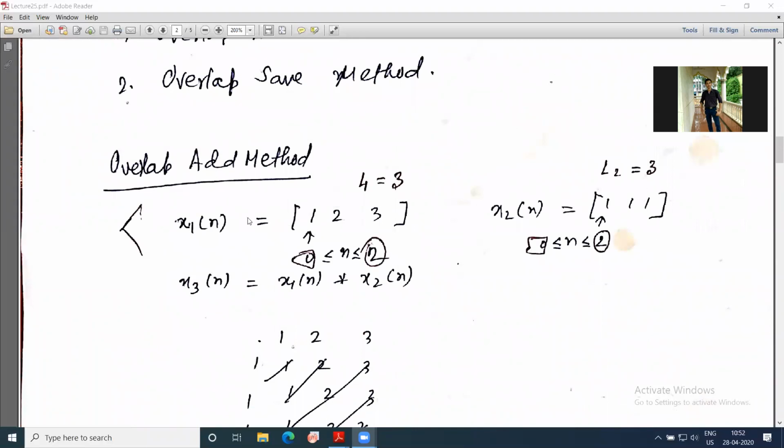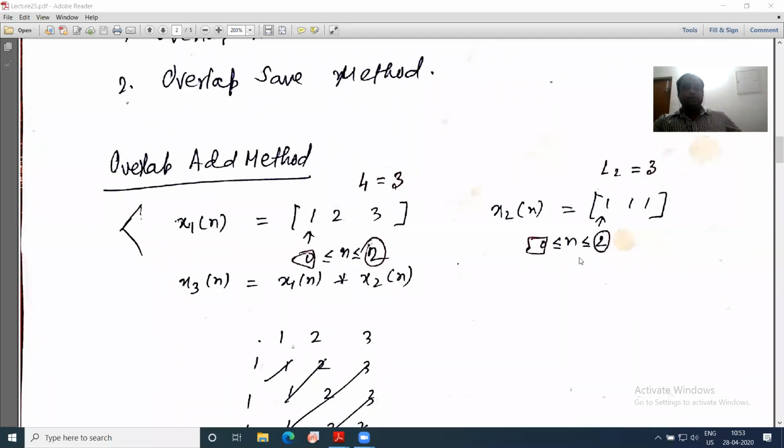Suppose x1 of n is 1, 2, 3, with n equal to 0, 1, 2. And x2 of n is 1, 1, 1, again with n values 0 to 2.